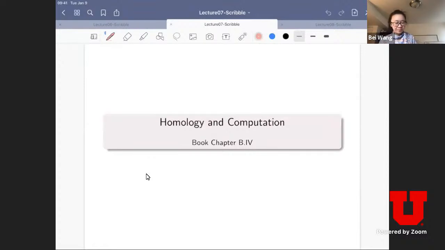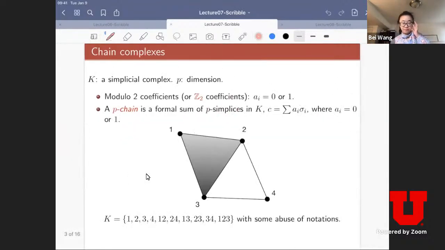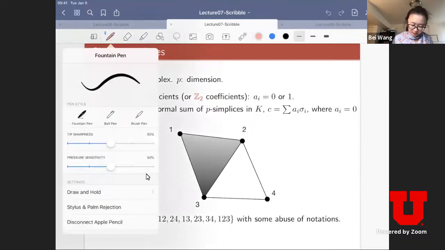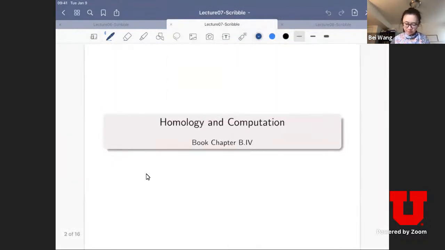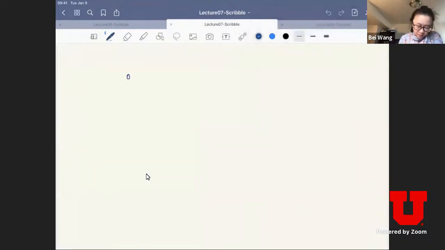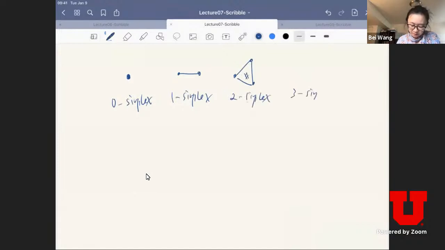Okay, so the idea of homology. Remember, we talked about simplicial complexes. Let me just do a quick review of simplicial complexes before we forget. Remember, a 0-simplex is a vertex. A 1-simplex is an edge. A 2-simplex is a triangle. And a 3-simplex is a tetrahedron. And remember, they are solid, okay? It's included in its interior.